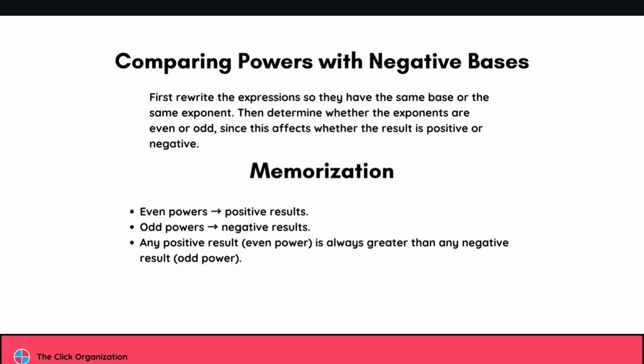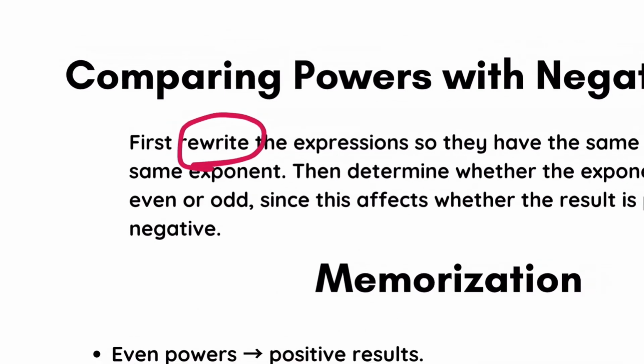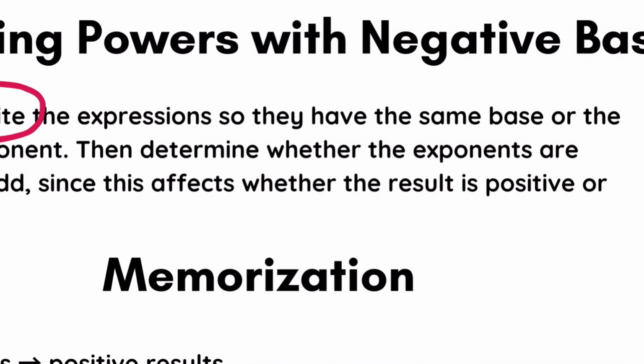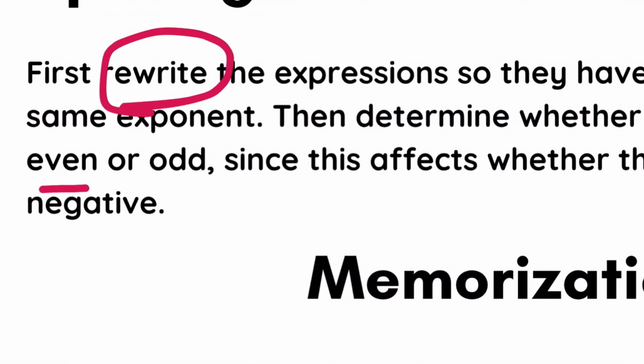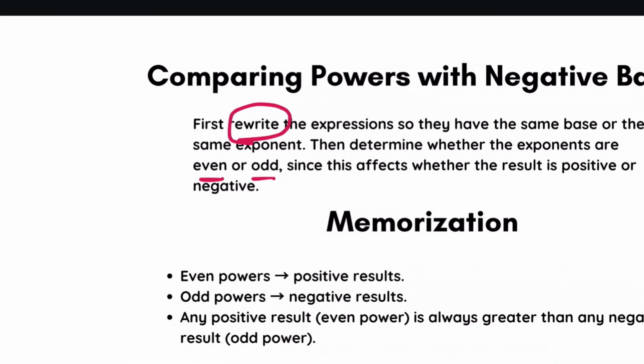Let's go for comparing powers with negative bases. First of all, rewrite, of course. Second of all, determine whether the exponents are even or odd, since this affects whether the result is positive or negative, which helps you with determining the larger number very quickly.